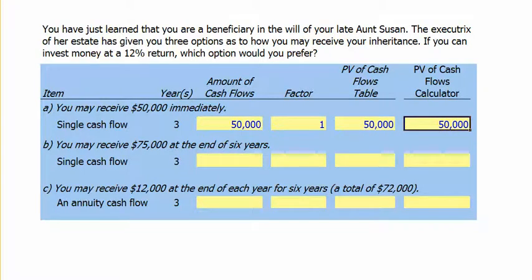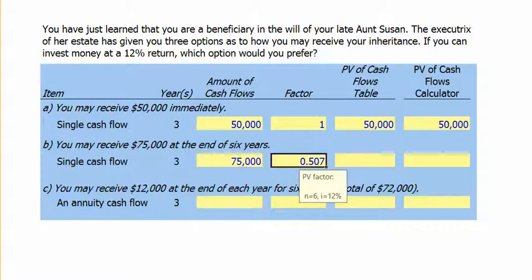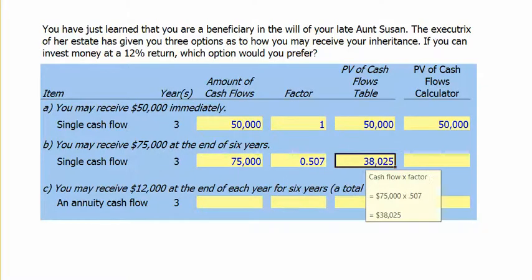The second option is that we may receive $75,000 at the end of 6 years. The present value interest factor at 12% interest in 6 years is 0.507. To calculate the present value then, by using our factor, we multiply the 75,000 by the 0.507 and find we have a present value of $38,025. Essentially, this means if we had $38,025 today and could invest it at 12% interest, at the end of 6 years, we would have that $75,000.